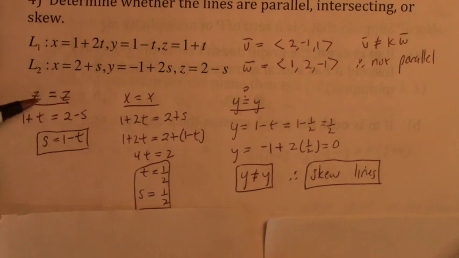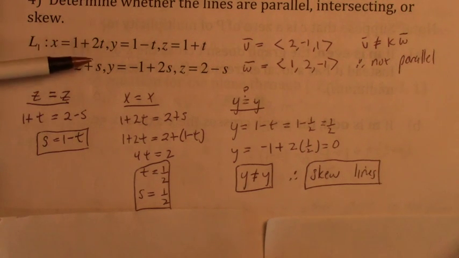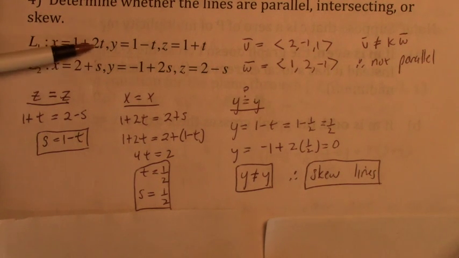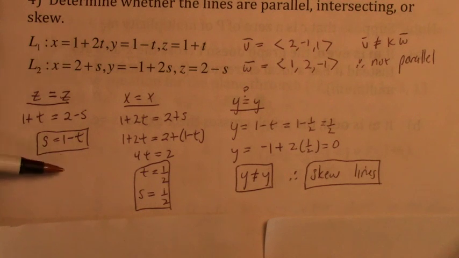If you set the z coordinates equal to each other, you get this, and you can say s must be 1 minus t. I should mention something here. It's very important that these lines have different parameters, because they don't have to intersect at the same time. They just have to intersect at some point, right? So you should make sure you use different letters whenever you have two separate lines. Okay, so I have s equals 1 minus t.